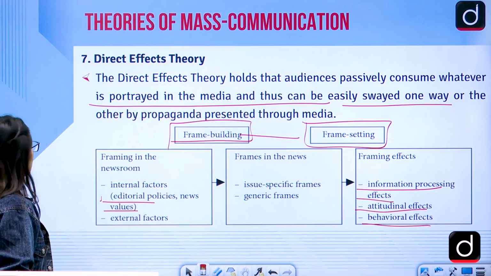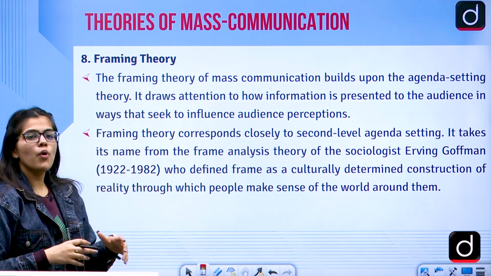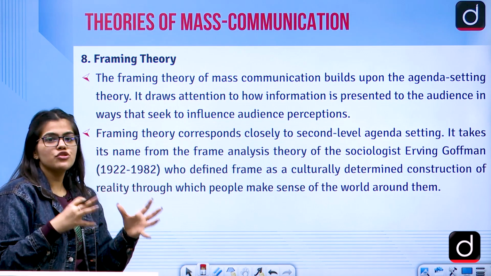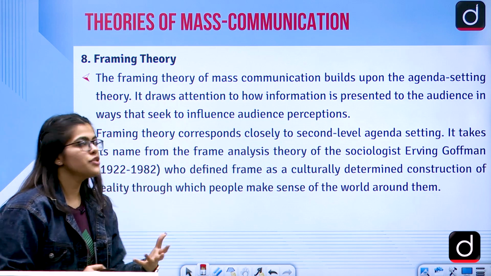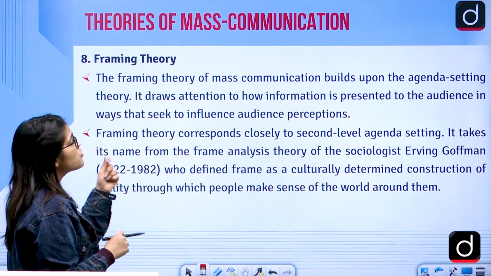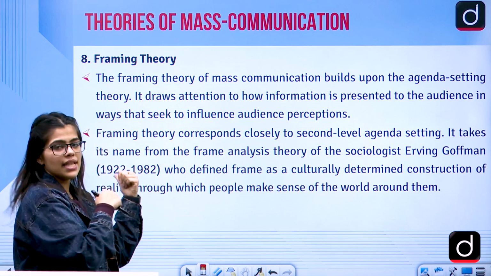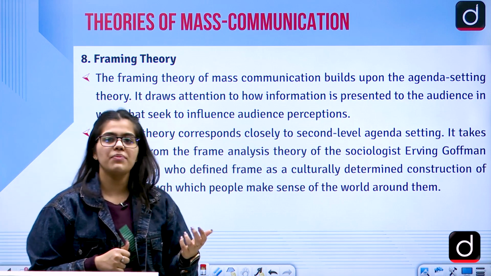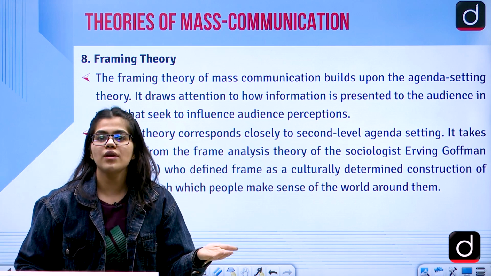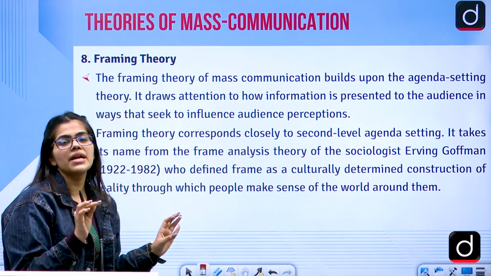Then we have the framing theory. The framing theory of mass communication builds upon the agenda setting theory only. This theory says that you only draw attention to those things that are needed by you. So it draws attention to how information is presented to the audience, and how you can influence the perceptions. So in the first slide, we said that we are actually influenced by media, and whatever we want to think, media also tells us how to think related to those things. And we took the example of COVID. These are the frames that the media is providing us.